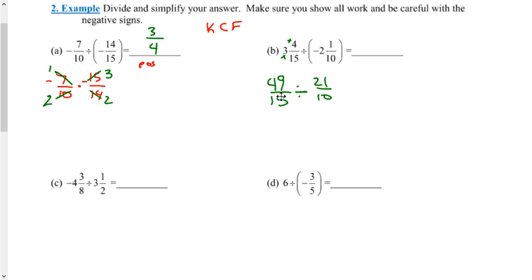Now, remember, now that we have these as improper fractions, now we have to take care of this division sign. So we'll keep the first fraction, 49/15, times, and then we flip the second fraction. That becomes 10, not 10, 15. We've got 10/21. Okay. So we're going to rewrite this so it looks a little nicer as well.